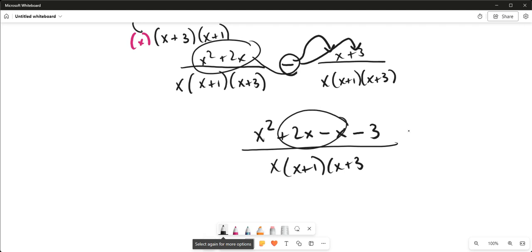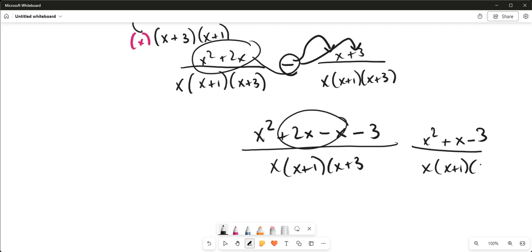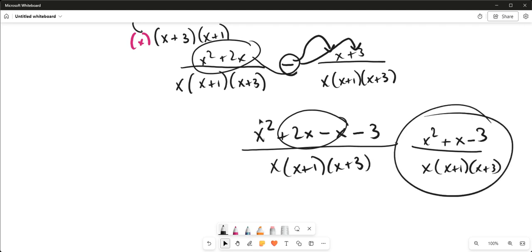So now if I combine these, it's going to be x squared plus x minus 3 all over x times x plus 1, x plus 3. Okay, hope that helps. Thanks a lot.